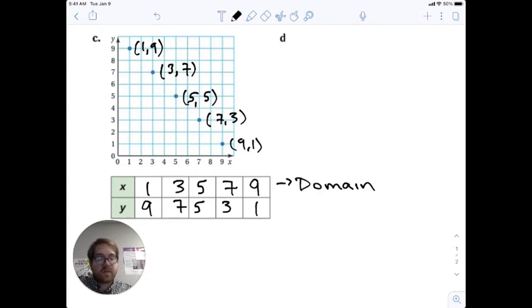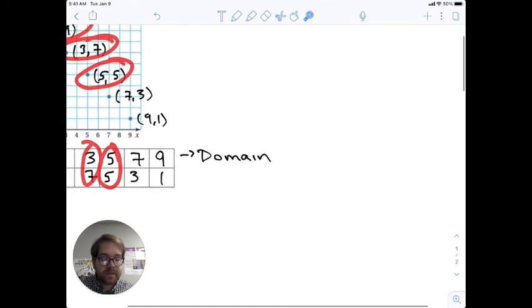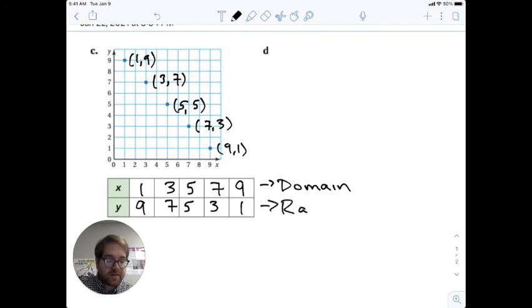And you want to make sure that they're matched up, right? This is 1, 9, 1, 9. 3, 7, 3, 7. When they're written like this in a table, we're not going to put them in order from smallest to biggest. We're going to make sure they're matched up. That's 1, 9, that's 3, 7, that's 5, 5, and you can see that there. So make sure when you're writing them in a table that you match them up like that. All right, and so that is the range. All the y values are the range.